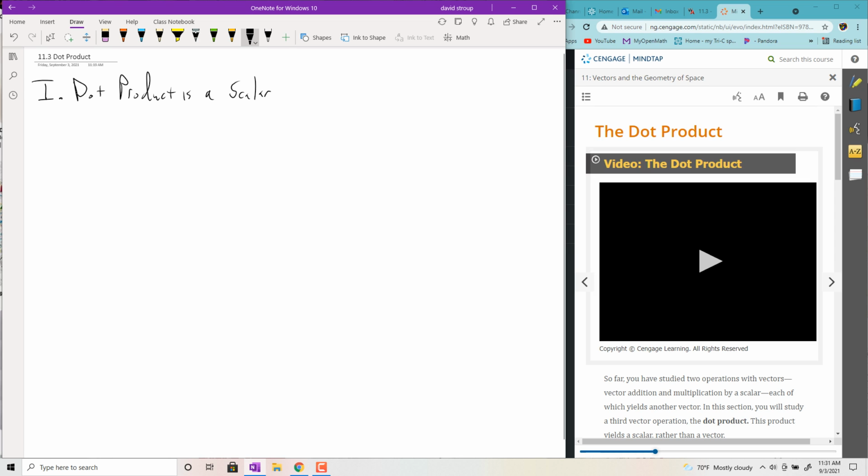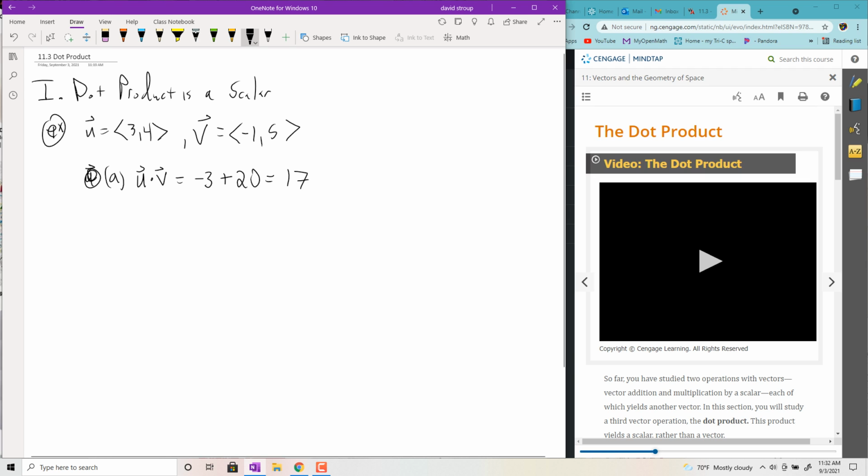Okay, so first, just how do I get the dot product? So our first example here, u, let's say, is 3, 4. V, let's say, is -1, 5. To get u dot v, all you need to do is multiply the first component of each. So 3 times -1 is -3. And then add it to the product of the second components. So 4 times 5 is 20. So that would be 17. And that's it. I mean, that's as easy as it is.